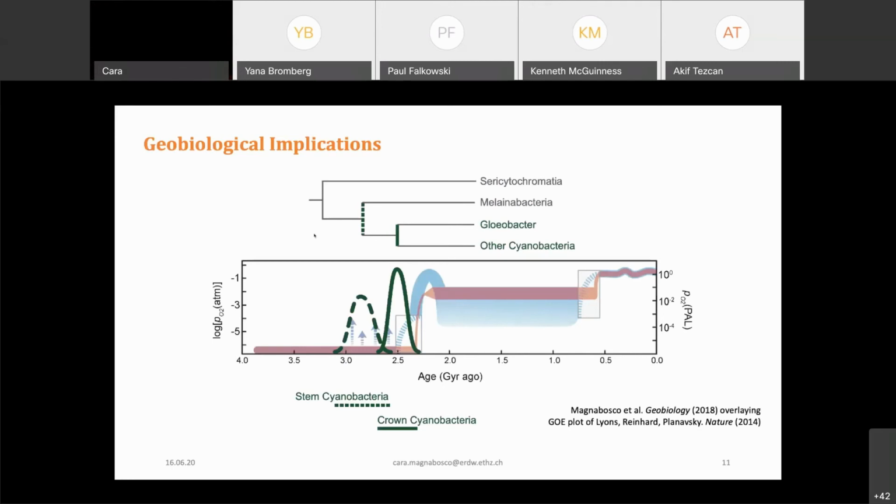Whereas the alternative scenario of transfers from green non-sulfur bacteria and green sulfur bacteria into stem cyanobacteria is less likely to occur. And this is just some hypothesis testing that can be done with molecular clocks, which I think is very useful and I hope can be used in the future as a way to help evaluate which scenarios are more or less plausible among the many scenarios that are often given as explanations for certain geologic features that we see in the environment.